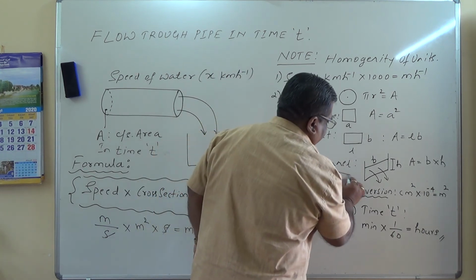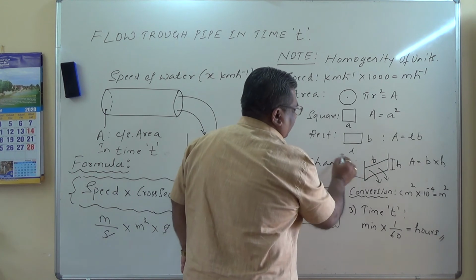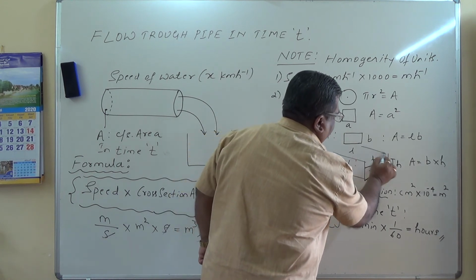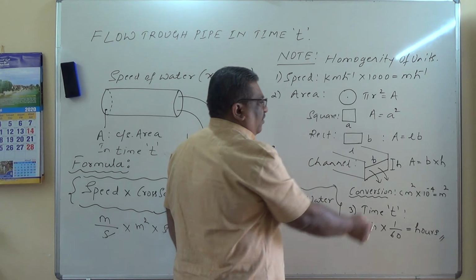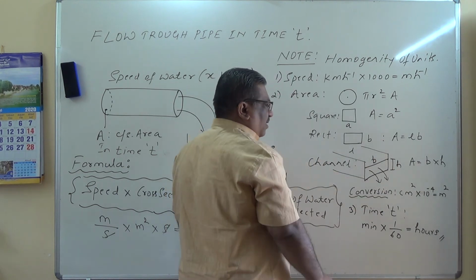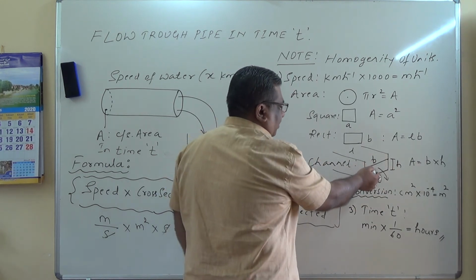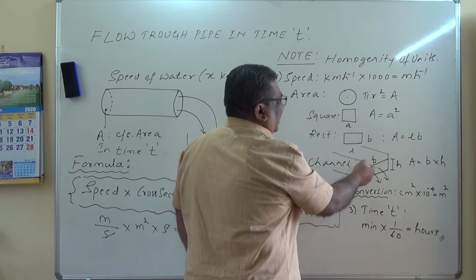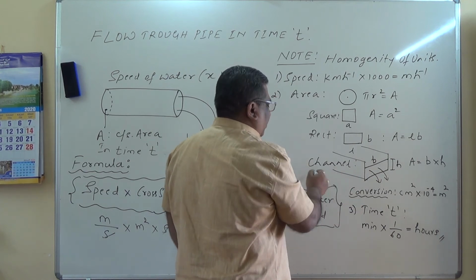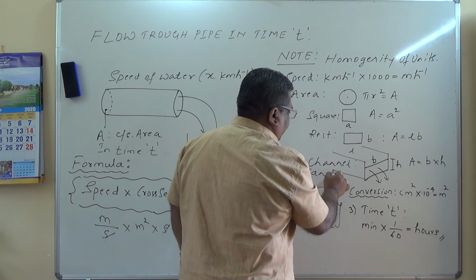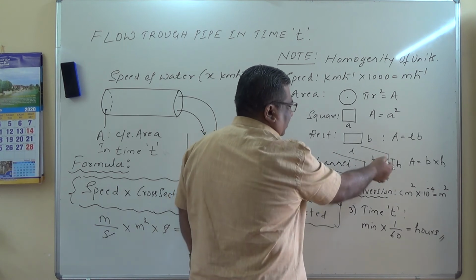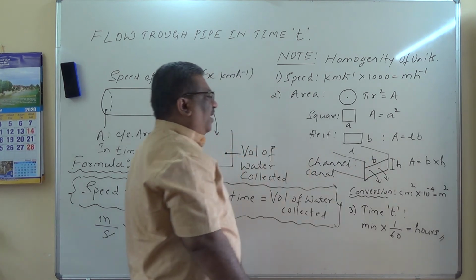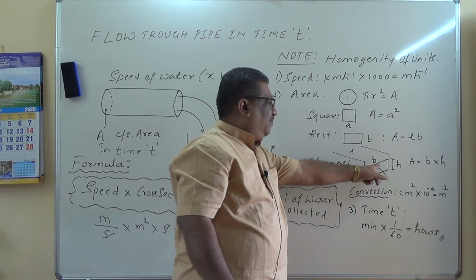See, this is a channel, and this is how the water is flowing. If you know the height of the water in a channel or a canal, you can say either a channel or a canal. If you know the height and breadth of the canal and the height of the water that is flowing, you can calculate the cross section area as B into H.